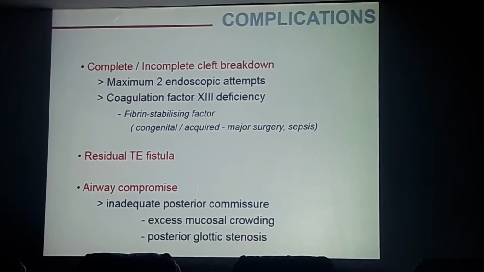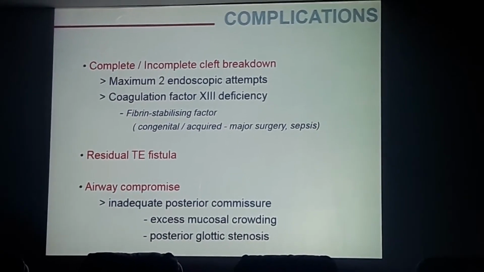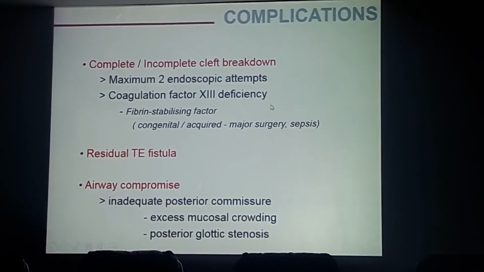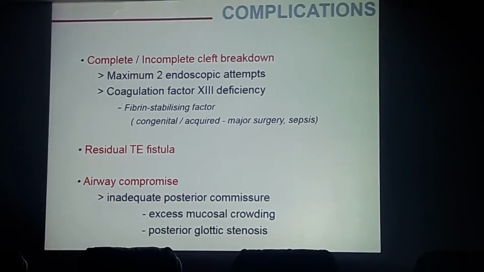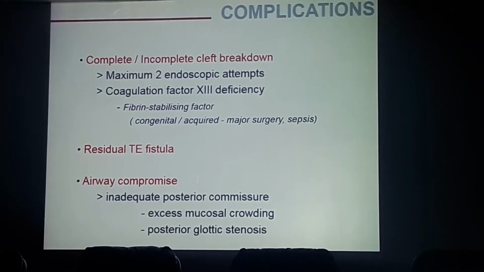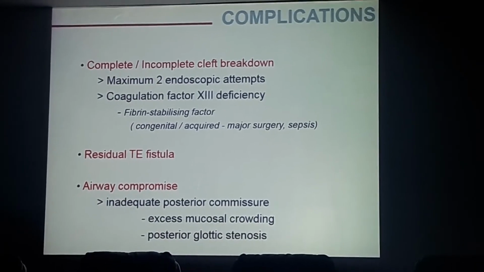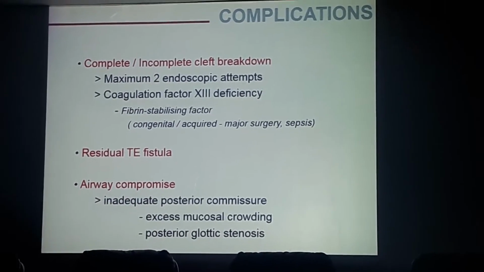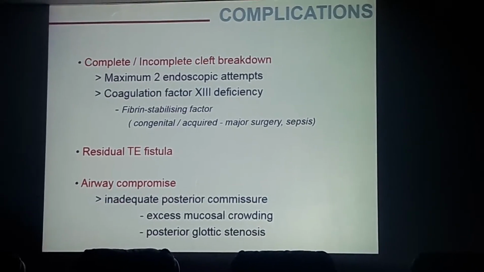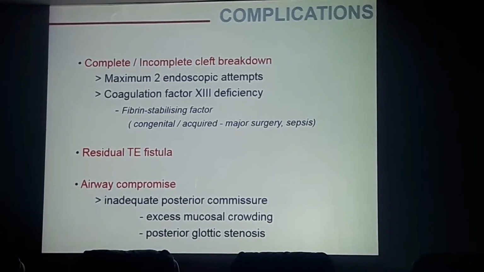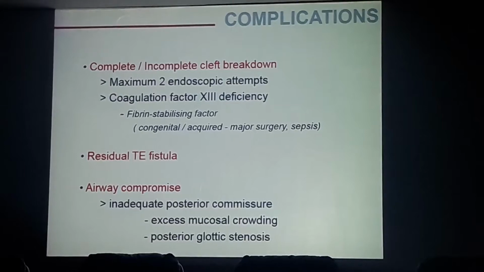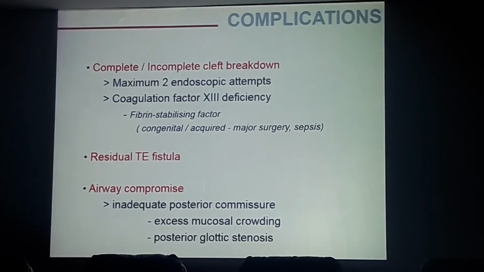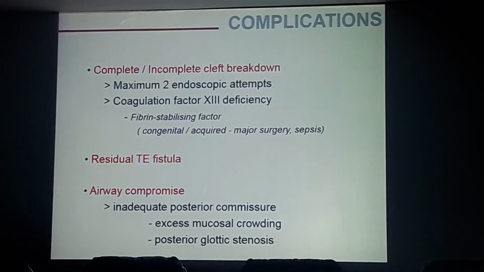What is important from our point of view is to know what complications can happen in these patients. Logically, you will have either a complete or an incomplete cleft breakdown. I would give 2 maximum endoscopic attempts. One of my patients had a coagulation factor 13 deficiency. Now, is it really required? This is actually a fibrin stabilizing factor. We gave this factor, it got corrected, and then we re-attempted an endoscopic closure, and the child was fine. This was only in one isolated patient, so I cannot say for sure, but it gives you an idea of what happens in these patients.